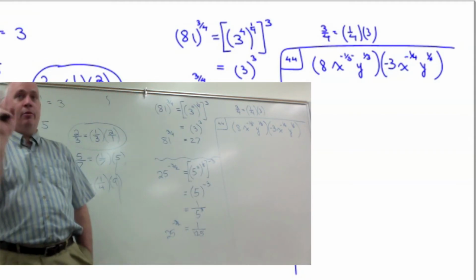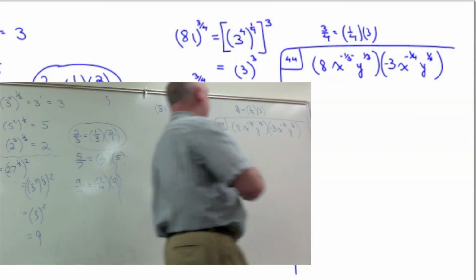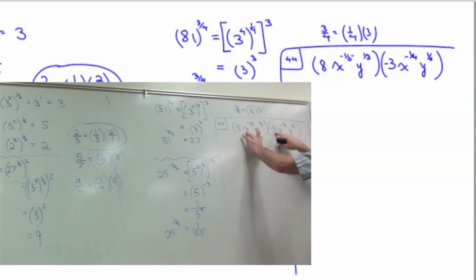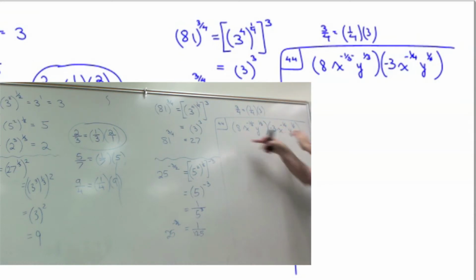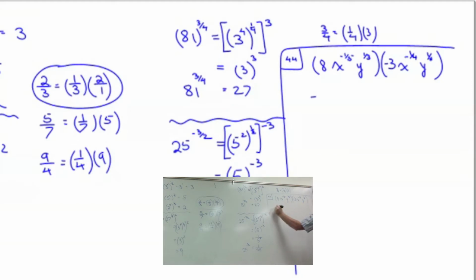Commutative property, where you flip the order of the numbers. So we would take the negative 3 and flip it with the x and the y, and it becomes 8 times negative 3. Remember, I'm going to test on this on the final. That's why I keep going back to it. 8 times negative 3, negative 24. X to the negative 1/5 times this x to the negative 1/4.